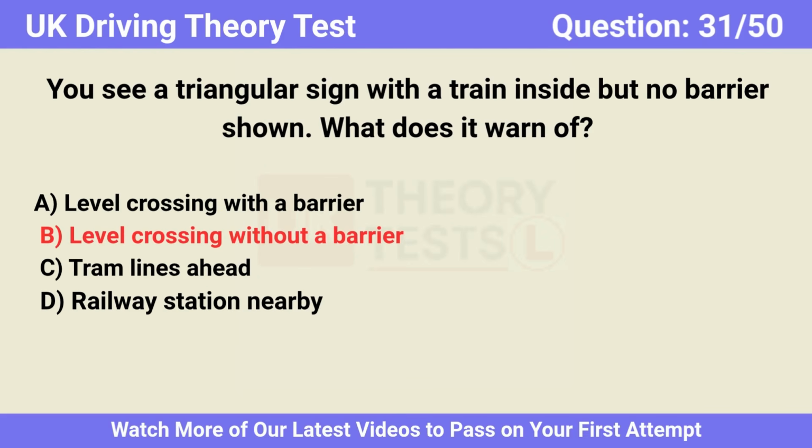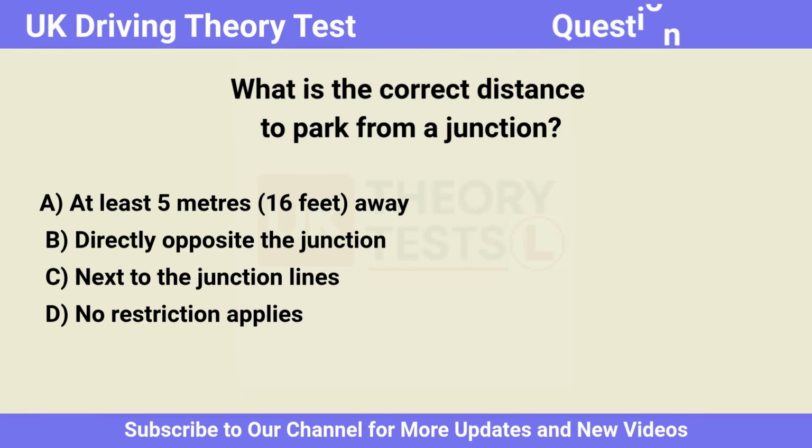Correct option is B, level crossing without a barrier. What is the correct distance to park from a junction? A, at least 5 meters, 16 feet away. B, directly opposite the junction. C, next to the junction lines. D, no restriction applies.